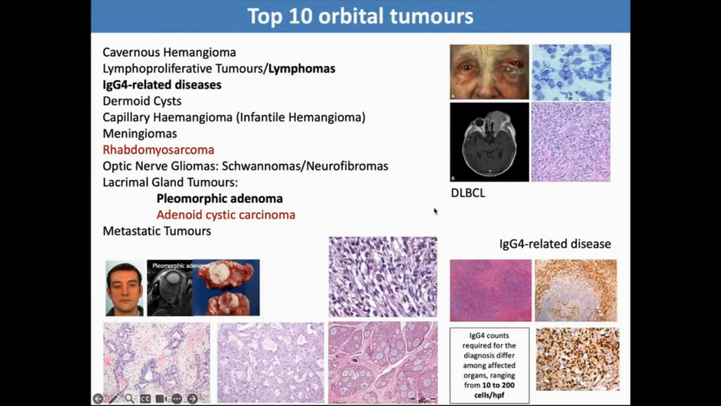Last but not least is a rhabdomyosarcoma, which is again a very aggressive tumor and has the classic morphology and the immunostaining with the MyoD immunohistochemical pattern, and there are various subtypes which are important to be given within the report.